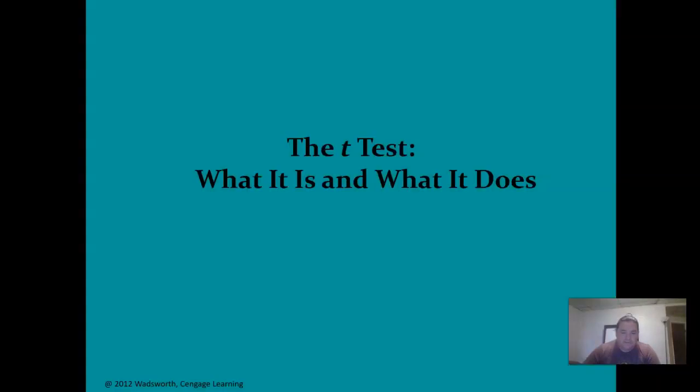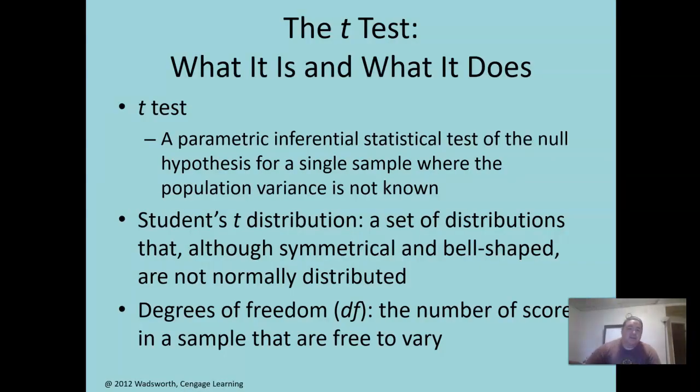We'll go over these. The t-test, what it is and what it does. Again, the t-test is another parametric inferential statistic test of the null hypothesis for a single sample where the population variance is not known, okay? So again, we don't know what the sigma is. We don't know what the standard deviation is. So that's why we use the t-test. The student's t-distribution is a set of distributions that, although symmetrical and bell-shaped, are not normally distributed.